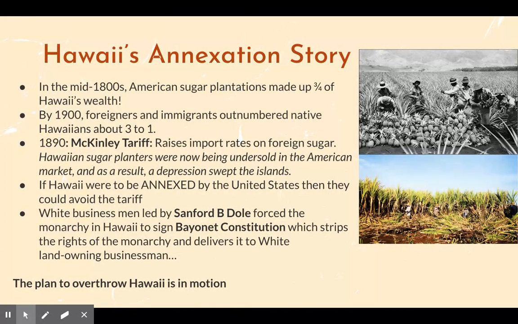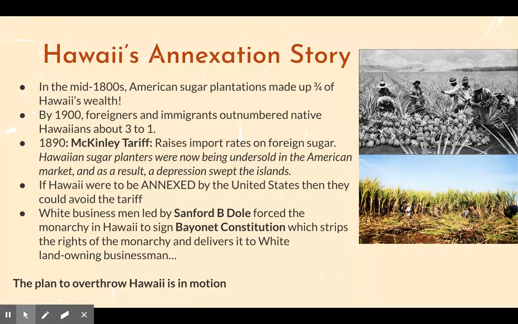American sugar plantations made up 3/4 of Hawaii's wealth. So what this is saying is in the mid-1800s, there are a bunch of sugar plantations that are actually controlled by American people. And this is making Hawaii very wealthy. But most of it, again, is going to American sugar plantation people. In fact, by 1900, foreigners, aka Americans, and immigrants, aka Americans, outnumbered native Hawaiians 3-1. So this is interesting. 3-1. That means there are more American immigrants on this Hawaiian island than there are native Hawaiians.